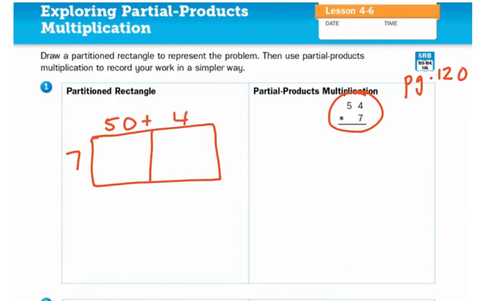Now I go ahead and I multiply. 7 times 5 is 35 and 1 zero added on. 7 times 4 is 28. Now I will go ahead and add those two numbers together.